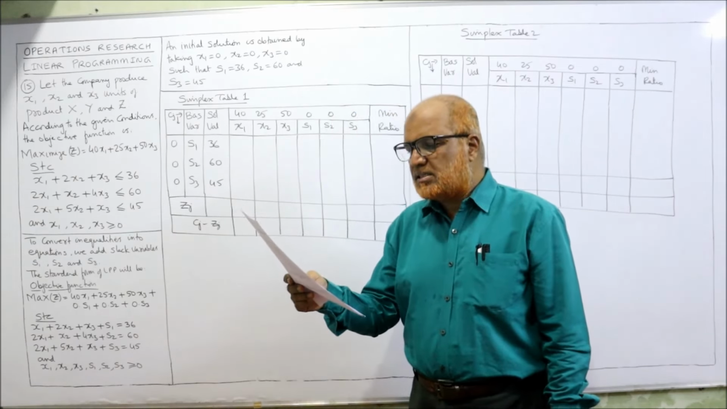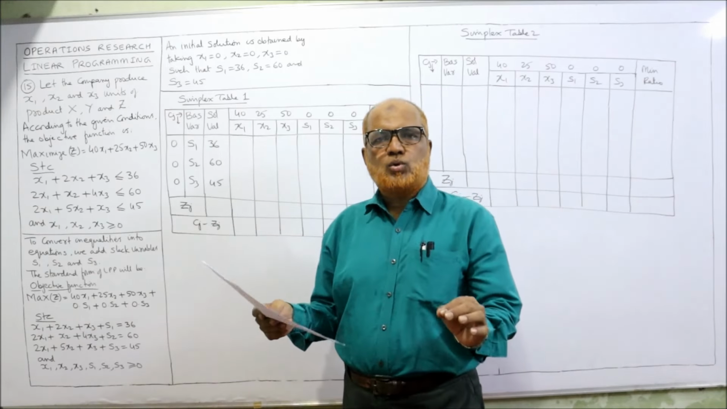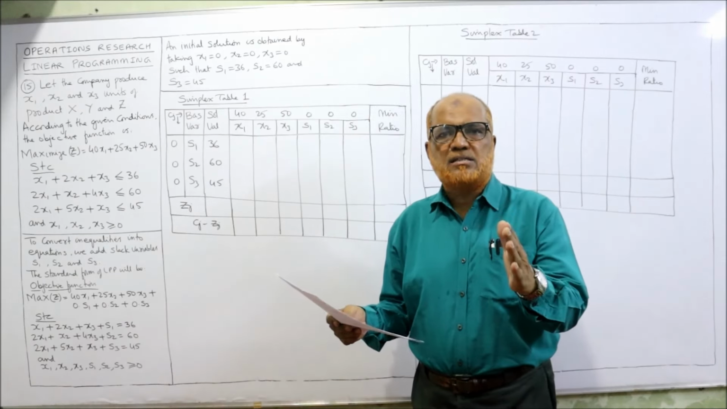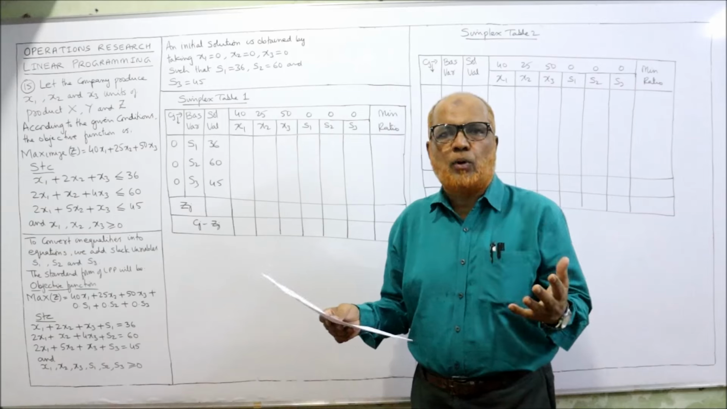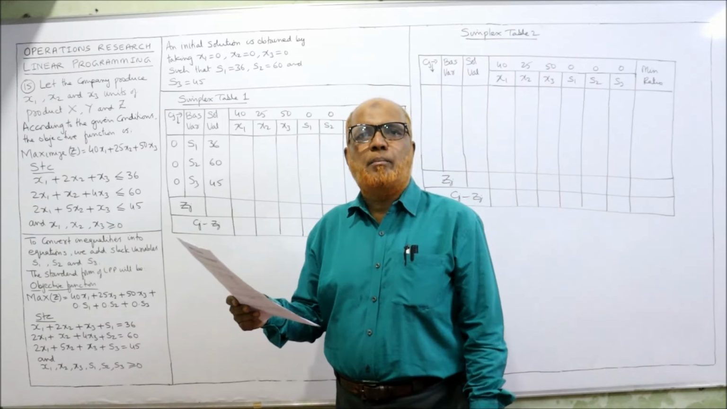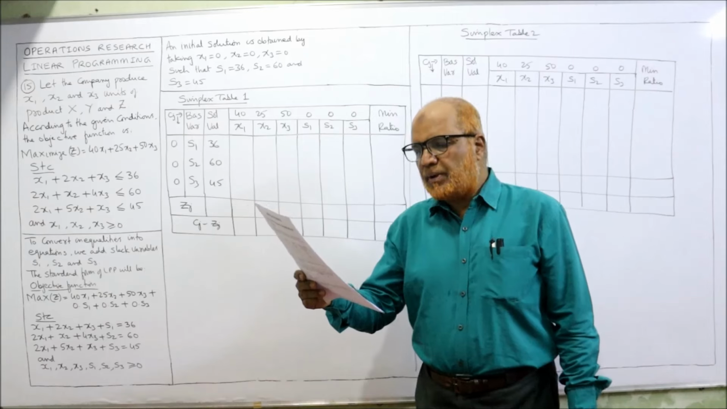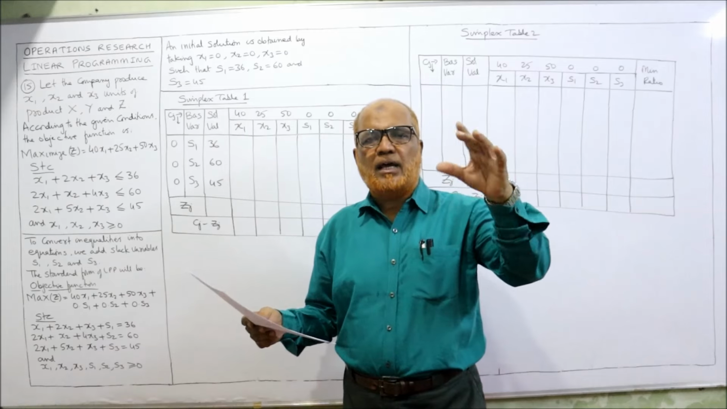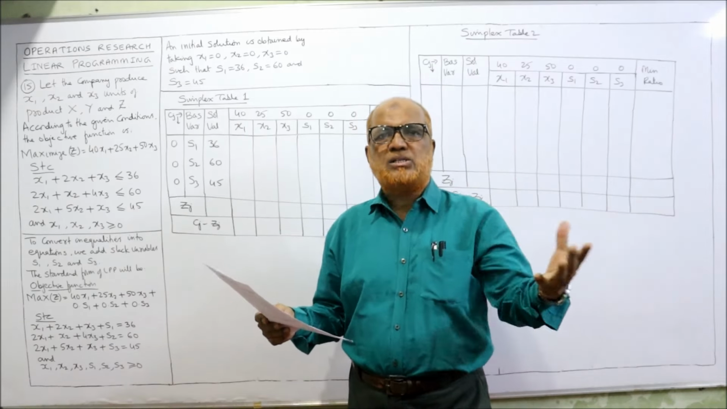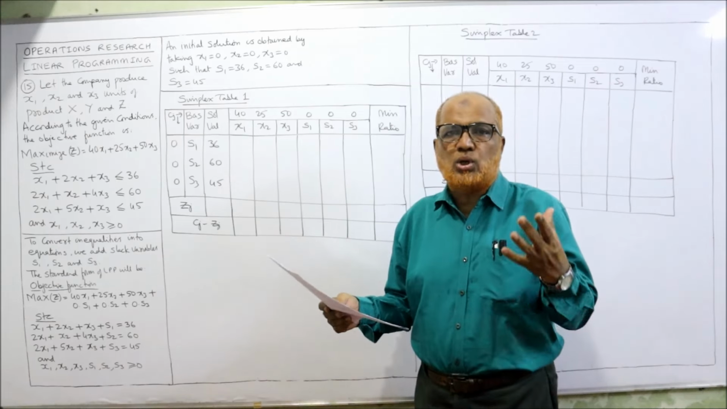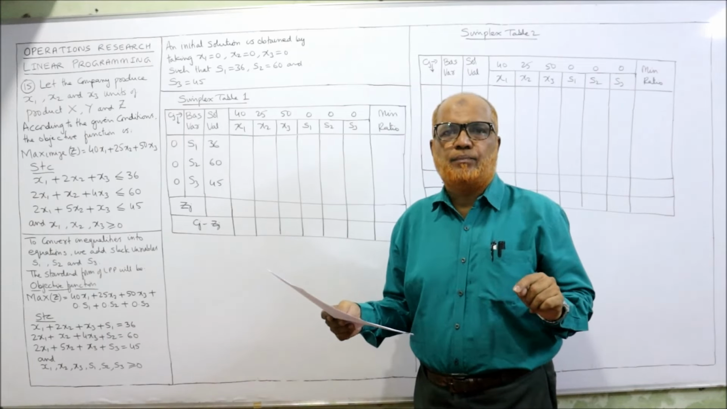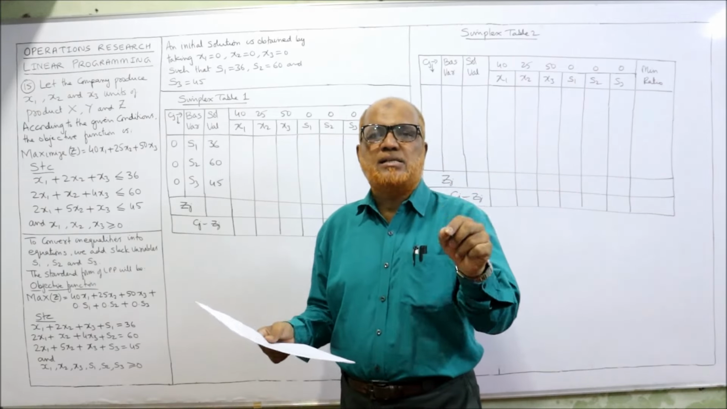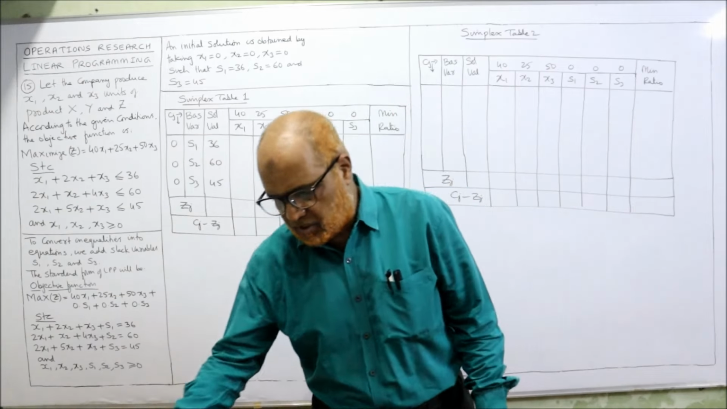Determine the product mix that will maximize the total profit. First question, find out the product mix. That means how many units of products X, Y and Z are to be produced so that the profit will get maximized. Through the final simplex table, write the solution of dual. So in the final simplex table, we can get the solution of primal as well as dual. So we have to write what is the solution of dual from the final simplex table. So first of all, forget about dual. First we complete how many units we have to make of X, Y, Z in order to maximize the profit.